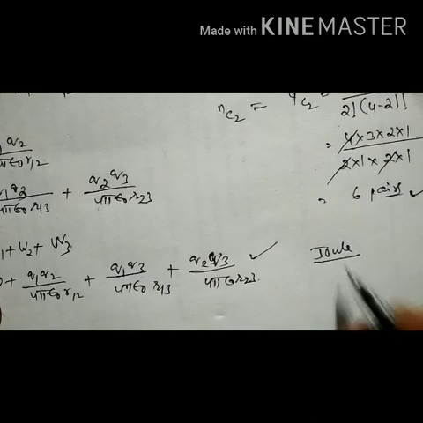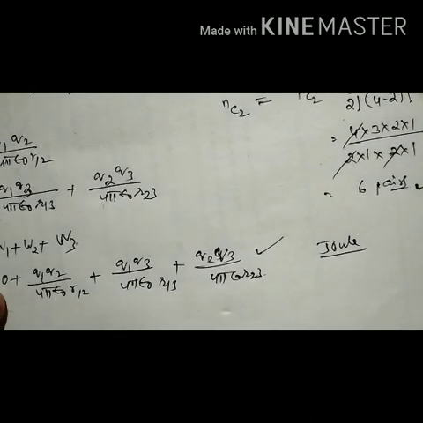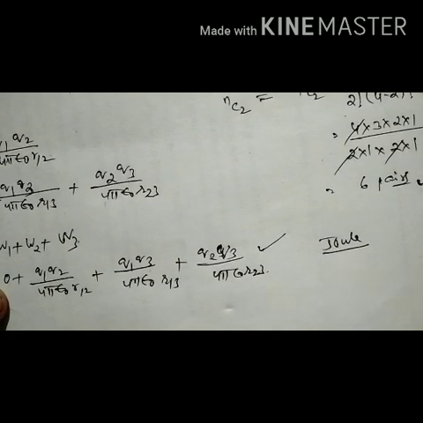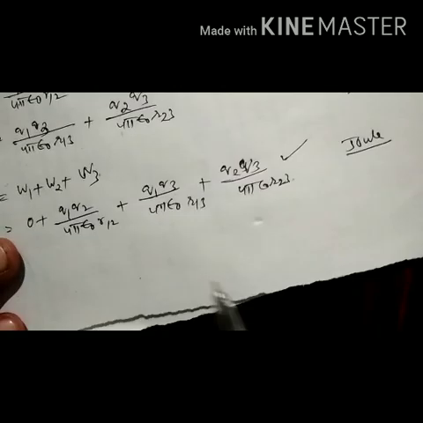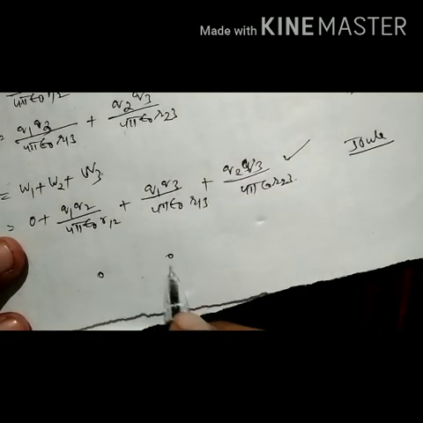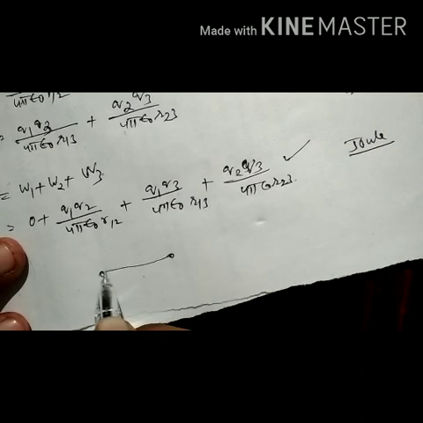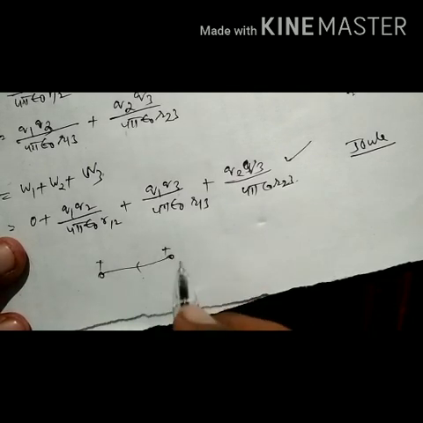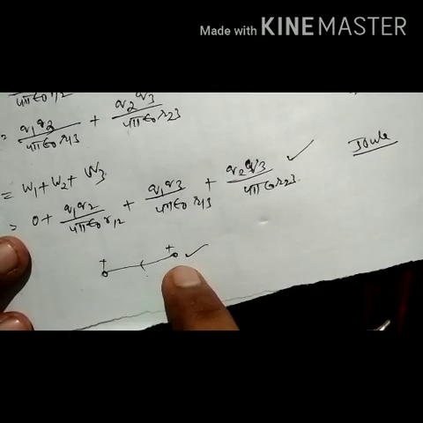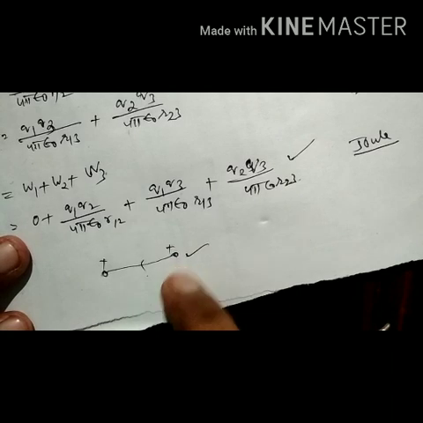This electrostatic potential energy has the unit of joule. And the potential energy of the system may either increase or decrease depending on the work done. For example, if you take 2 positive charges and bring them closer, the work done is positive. Then what happens? You are doing work against repulsive forces, so the potential energy of the system increases.